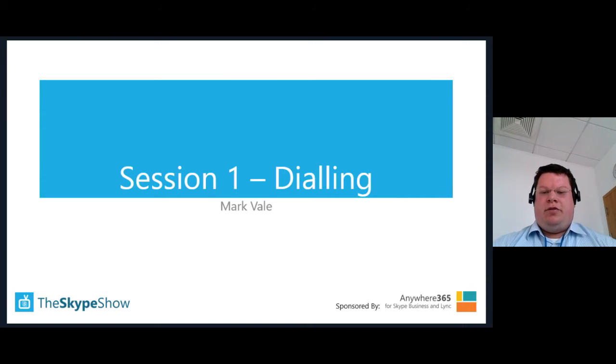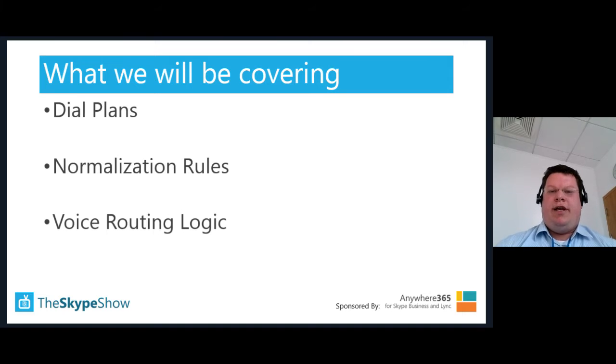Due to popular demand from the community, you've asked us to talk about enterprise voice, and it's quite a large topic to talk about in 20 minutes. So what I've decided to do is break it up into maybe 3 or 4 episodes of 20-minute topics. In this show, we're going to be covering dial plans and why we need them, touching a bit on normalization rules, and then looking at the basic voice routing logic for Skype for Business to give you some context for the shows coming up in the future.